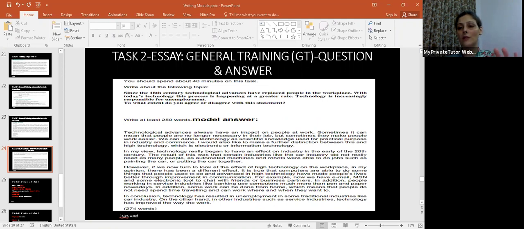See, the four paragraphs are there. You're going to introduce that, then you're in favor or against. You're going to give the examples, and at the end, the conclusion. So there is a technical sort of question. Technological advances always have an impact on people at work. Sometimes it can mean that people are no longer necessary in their job, but sometimes they make work easier.